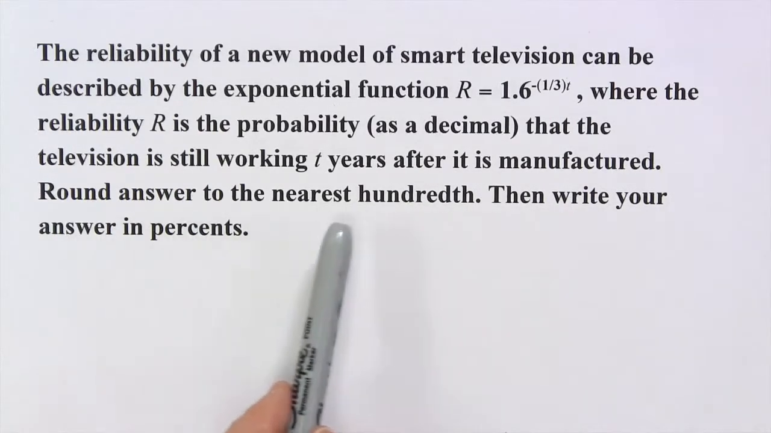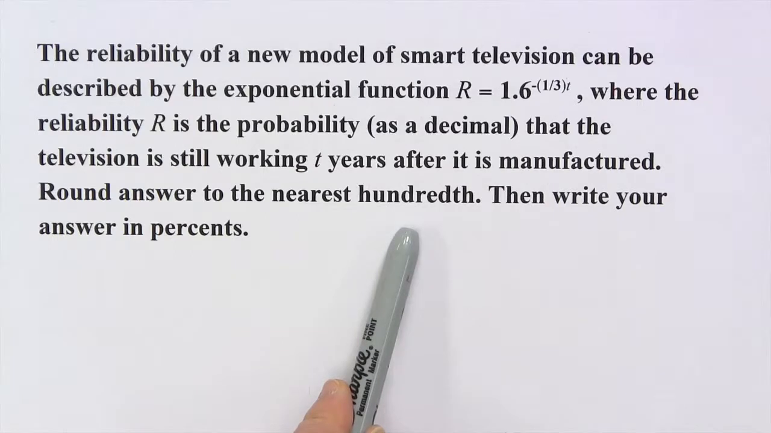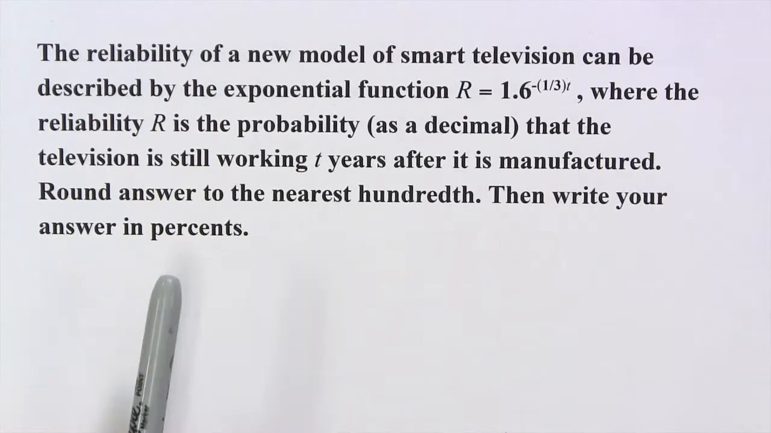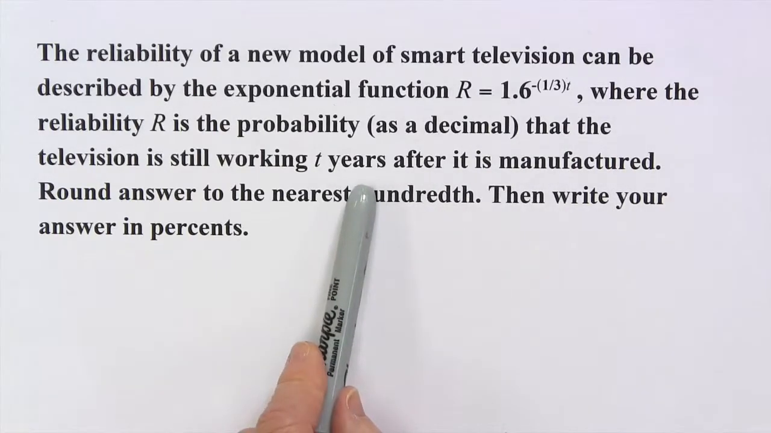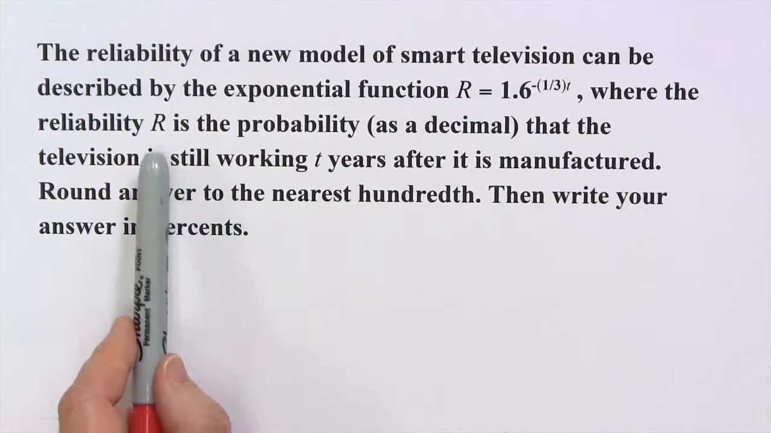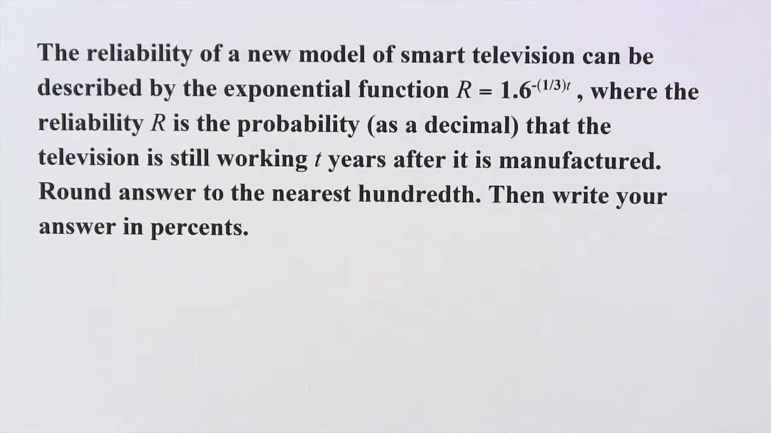Now we're going to round our answers to the nearest hundredth, and we're going to write our answers in percents. But remember, t is time in years, and r, that is the probability, is a decimal, and we want to write our answer in percents. So let's try the following.